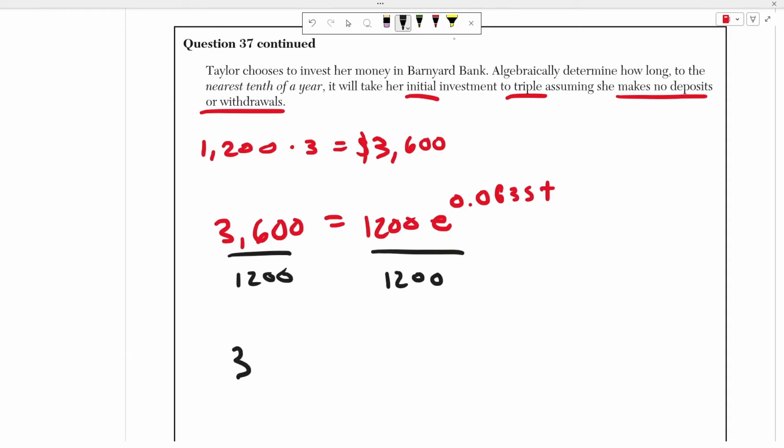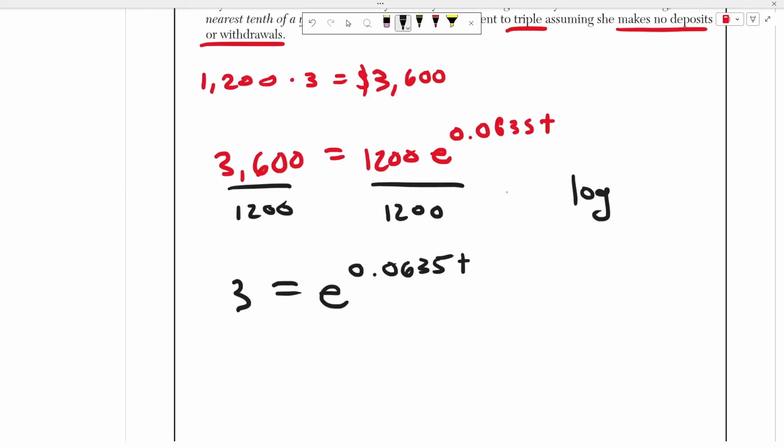This is going to equal 3, and 3 is going to equal e to the power of 0.0635t. Now, if you're stuck here, you have to remember your log and your natural log rules. In this case, because you're dealing with e, you're not going to use log, but you're going to use natural log. Natural log is a special function that we're going to only use for e. If this was, for example, 7, we would use log. But because it's e, we need to use the natural log because the natural log works on e.